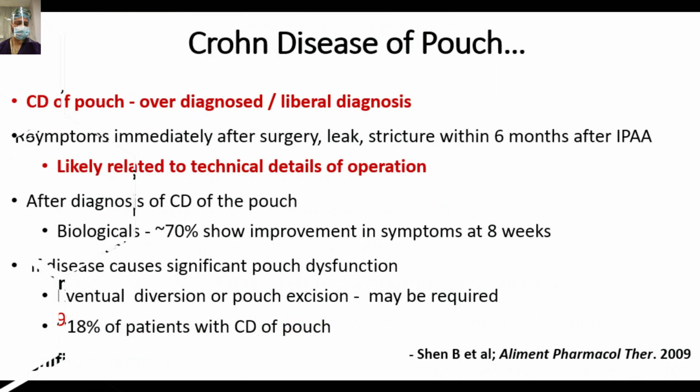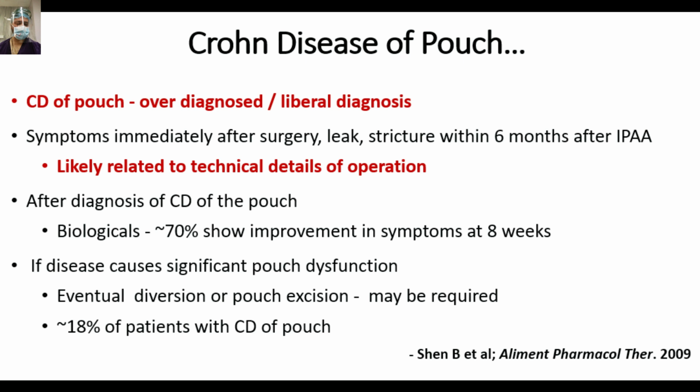failure. And friends, do remember that Crohn's disease of the pouch is an overdiagnosed or liberal diagnosis. I mean, it is the common mentality of the treating physician and surgeon to label any pouchitis or pouch failure as because of Crohn's disease. And so if the patient is symptomatic immediately after surgery, then the cause can be leak or stricture within 6 months of IPAA. So these are likely technical issues, and if we label them as Crohn's disease, then it will not be an appropriate diagnosis.